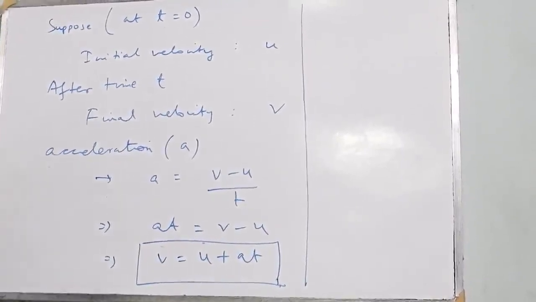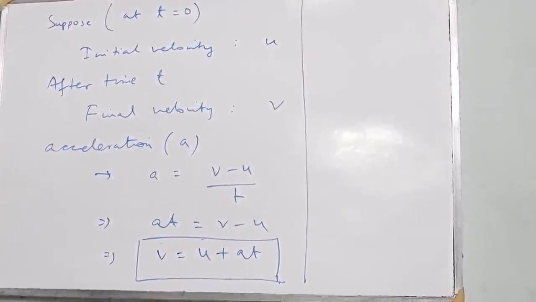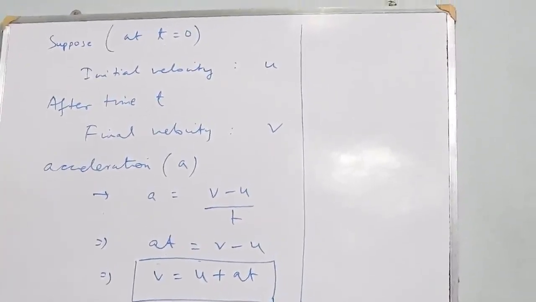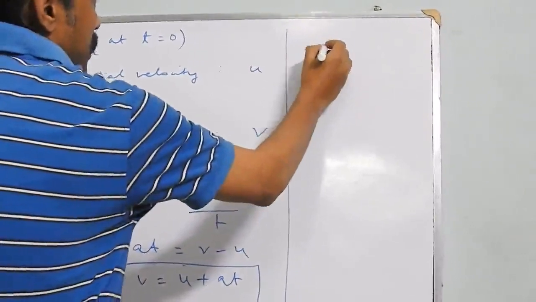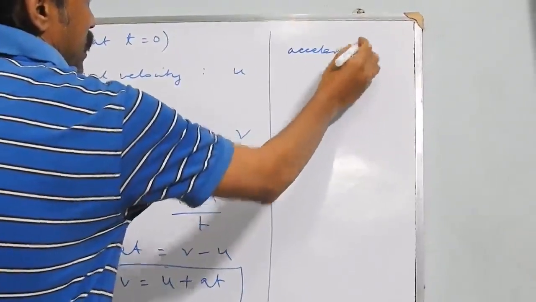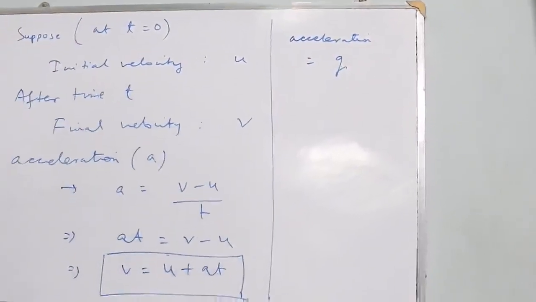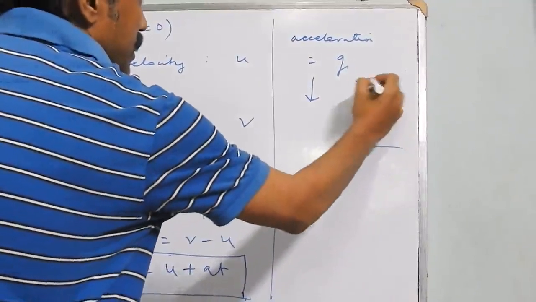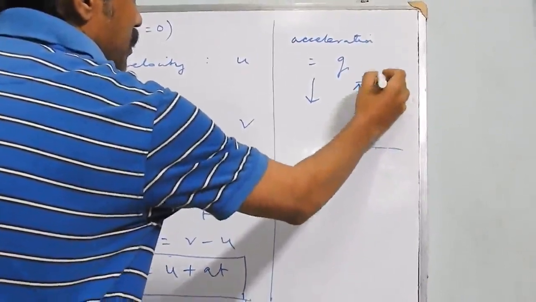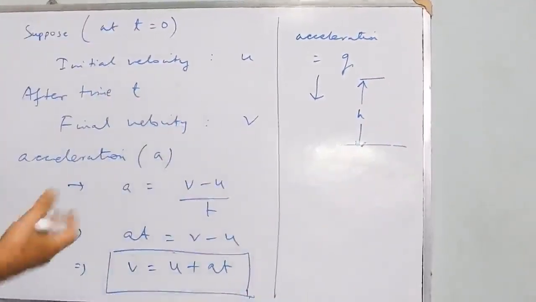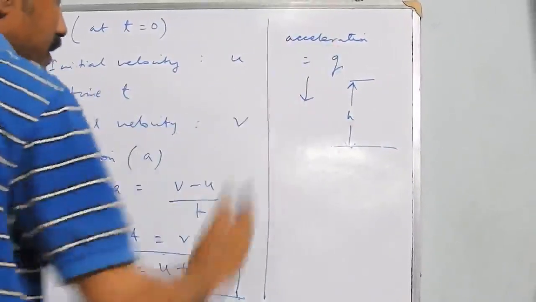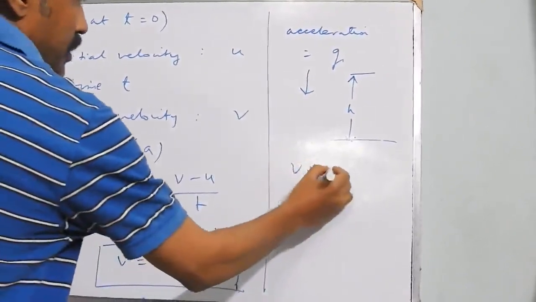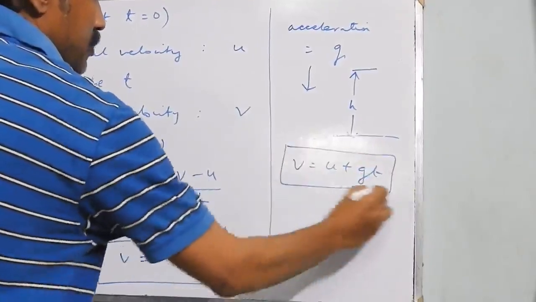Suppose a body is falling freely. Whenever it is falling freely, it is under the effect of the Earth's gravitational pull, and when it is under the effect of the Earth's gravitational pull, it is accelerating, and that acceleration is said to be g, or the acceleration due to gravity. The body is falling from some height h above the Earth's surface. Object is dropped with certain velocity. It might have some initial velocity, it may not. But if a body is falling under gravity from some height, then this equation will take this form, v equal to u plus gt, because the acceleration is the acceleration due to gravity.